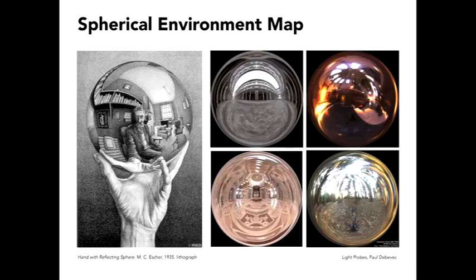And what he did was he took pictures of a mirror ball. In fact, he took many pictures at different exposure levels because sometimes the sky is a lot brighter than the dark parts of a scene. So he took many pictures in order to create a radiance map, which is a map of the intensity of light going in every direction.